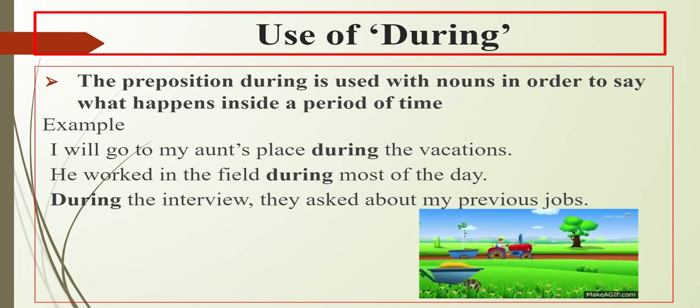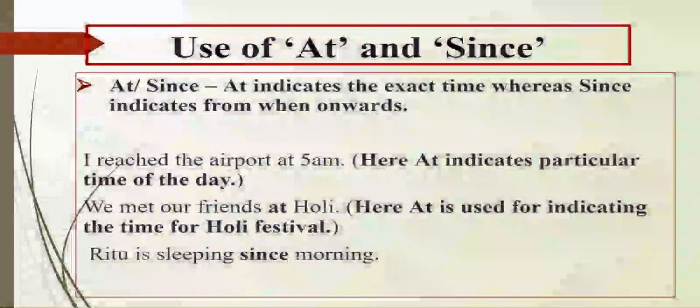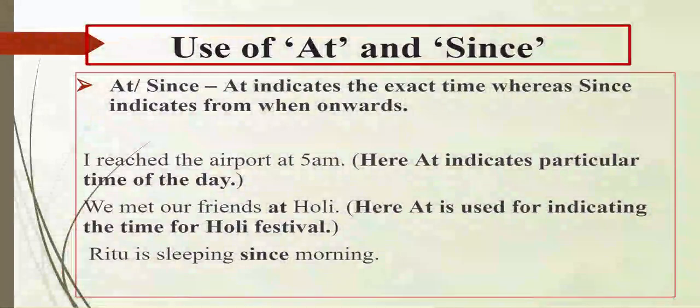So please go through the examples, children. Use of at and since. Earlier we did since and for. Now it is at and since. At indicates exact time, and since indicates from when onwards. So since we took up earlier also, so at means specific time.